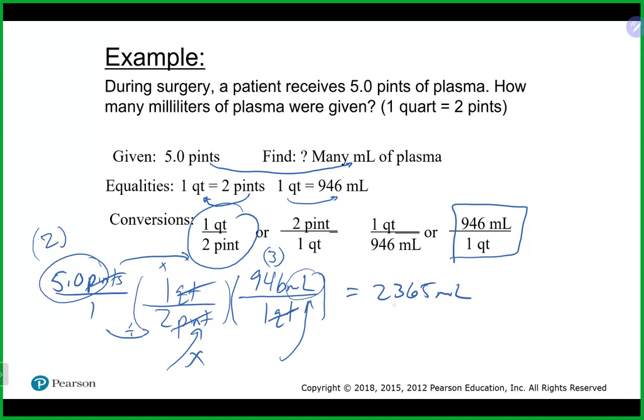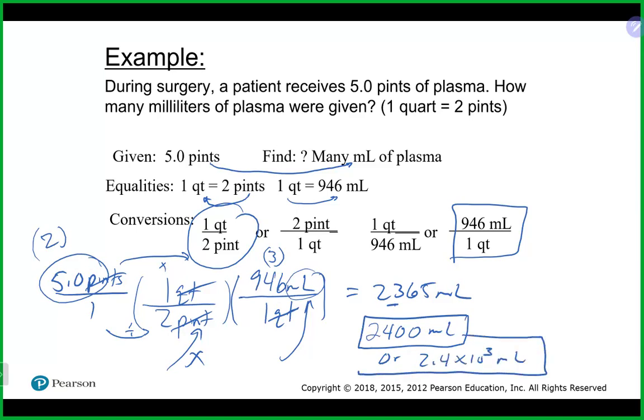So again, that's going to bring us back over here. So we want to make sure we round correctly. That's going to bring us to 2,400 milliliters. Or you again can do scientific notation, which will look something like that if you choose. Any questions on that one there?